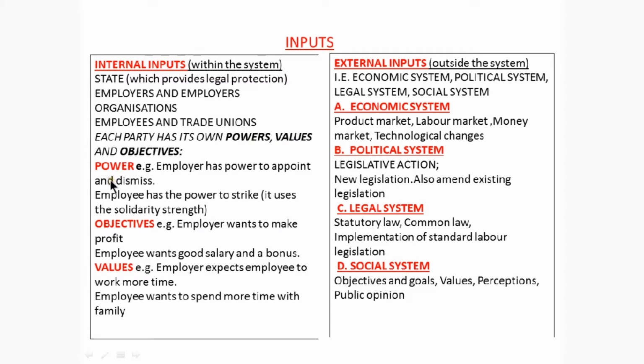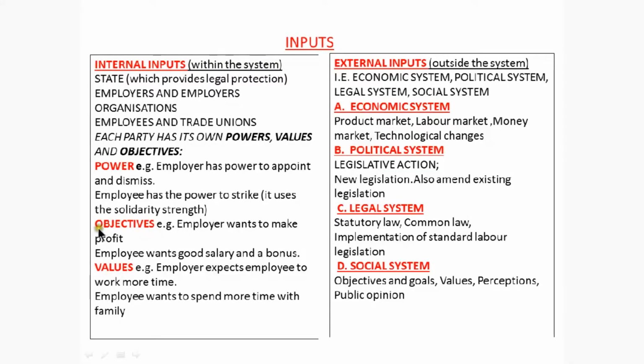In terms of the power, for example, the employer has the power to appoint and dismiss. On the other hand, the employee has the power to strike. It uses solidarity strength because the individual employee cannot strike, but they should form part of the group or be part of the trade union to be able to confront the employer using solidarity strength. Okay?